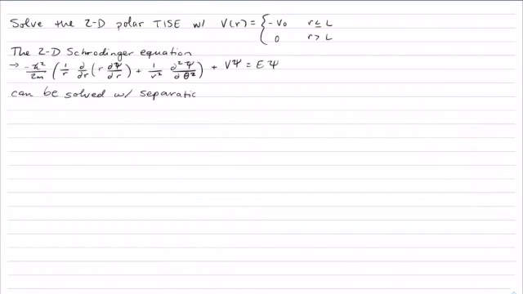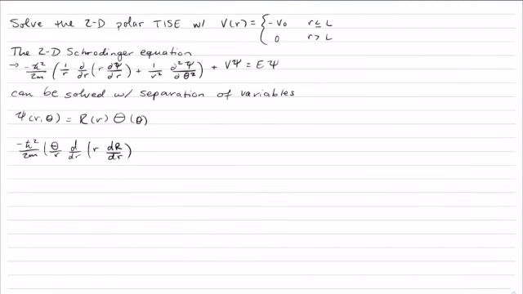So we can then solve it with separation of variables, similarly to how we have solved the Schrödinger equation in the past. And that will give us an r and a theta term. So then we will be able to rewrite the Hamiltonian depending on r and theta separately.